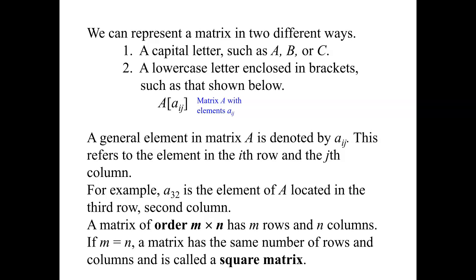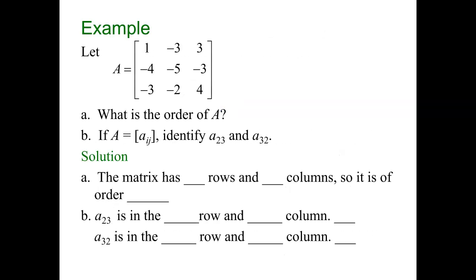Order talks about the number of rows and columns. Order is always written as a number times a number, m times n. So if I had a matrix with 5 rows and 7 columns, it would be 5 by 7, 5 times 7. If a matrix has the same number of rows and columns, it's called a square matrix, but that's just a fun fact for the day.